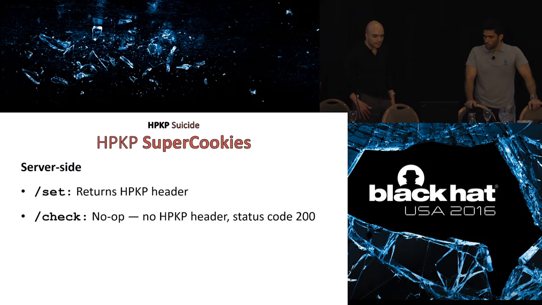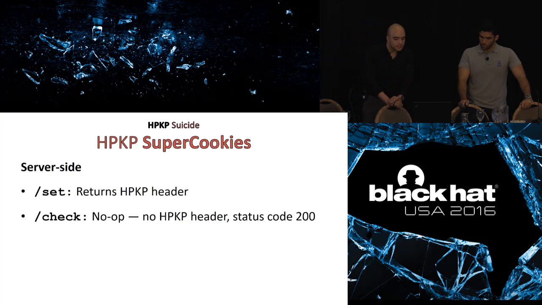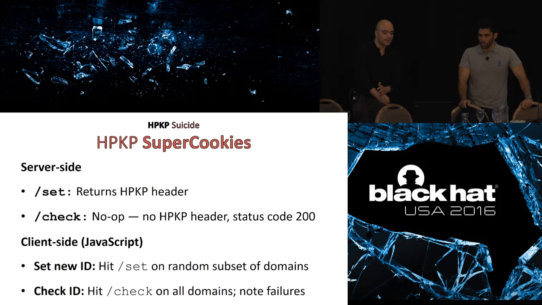All right, so the general setup we're using for our super cookies, most ideas for the implementation are based on report URI. In this case, we're basing it on HPKP suicide, which, unlike report URI, is cross-browser. It works in Chrome and Firefox. So on the server, we've just got a method that spits back an HPKP header and another method that's more or less a no-op. It does nothing. And then on the client side, setting a new ID is just hitting that set method in a random pattern. So you iterate through the subdomains and pick ones at random to hit. And then checking the ID is also iterating through the check method on every one of those subdomains and noting which ones fail, reconstructing a 32-bit integer from that.